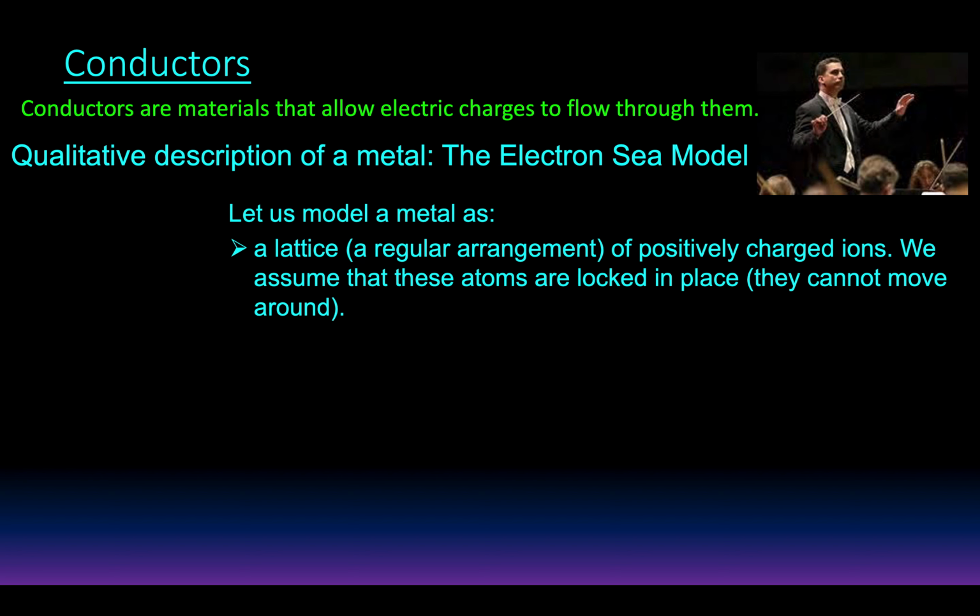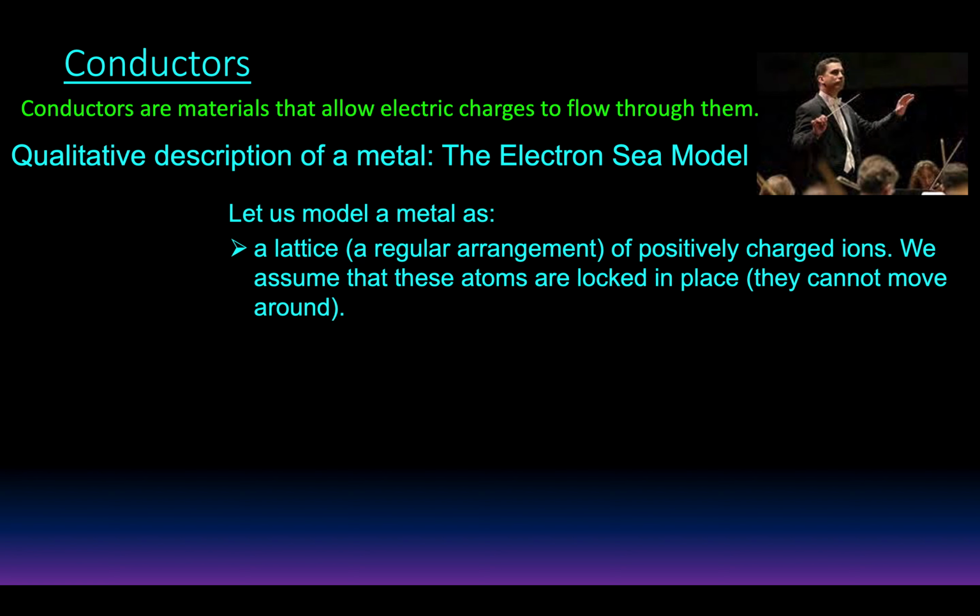Now, how much positive charge do these ions hold? Well, it depends on the particular metal. Copper or zinc or gold or zirconium might all have different charges to their lattice ions. We're also going to assume that these ions, these positively charged atoms that make up the metal, are for the most part locked in place in the lattice. They're not allowed to move around in any significant manner.